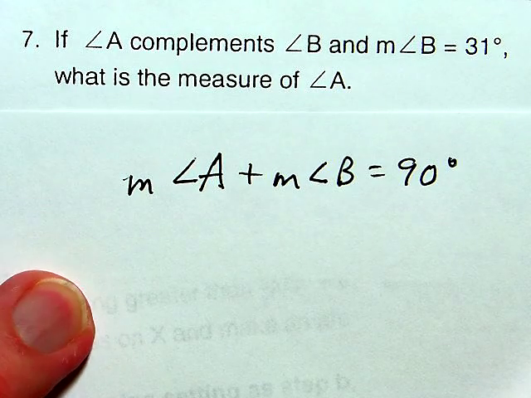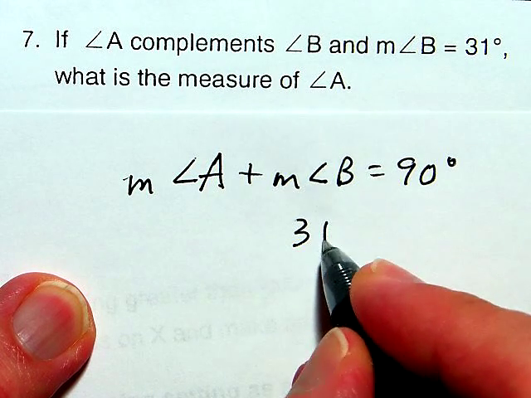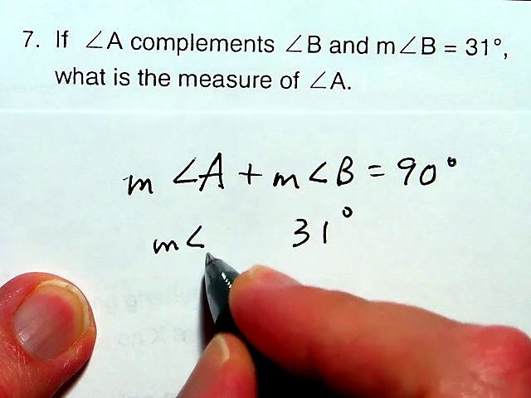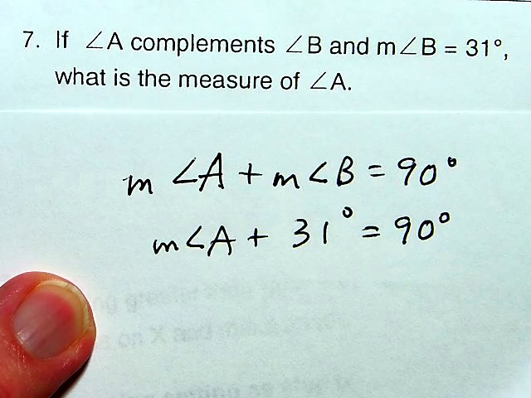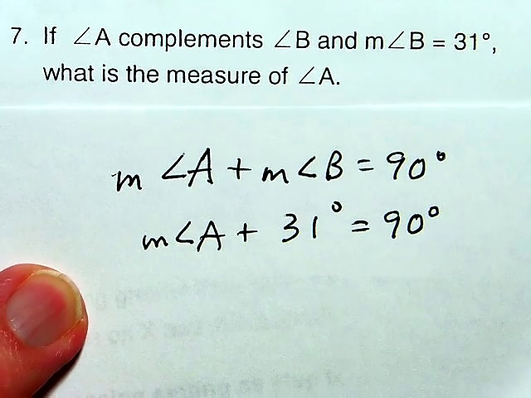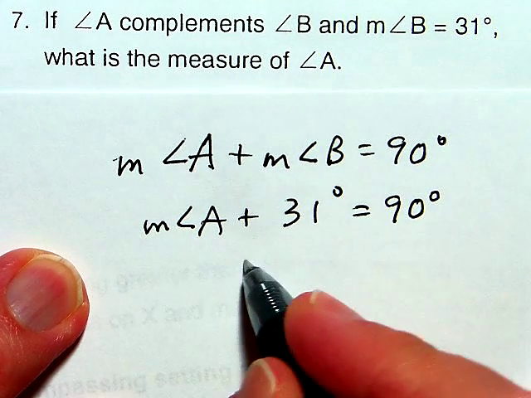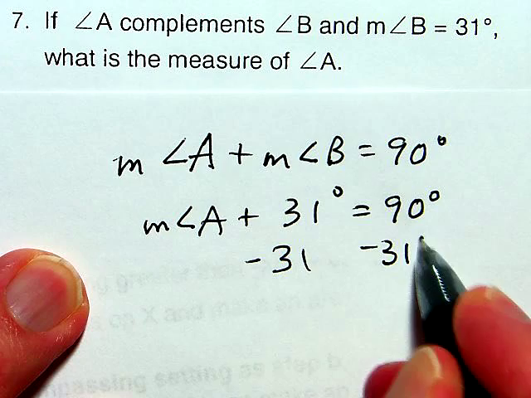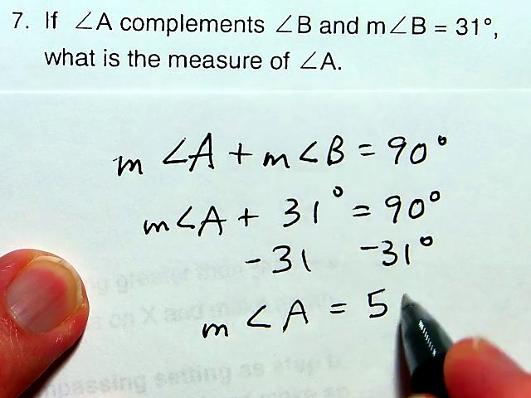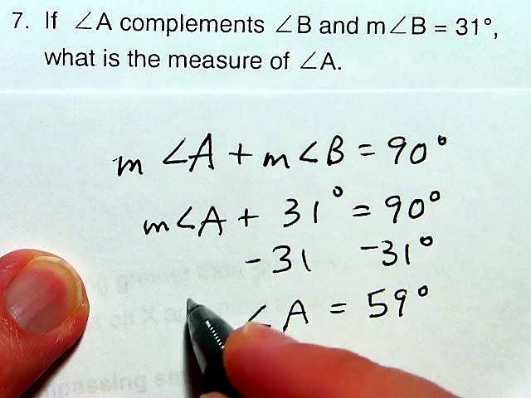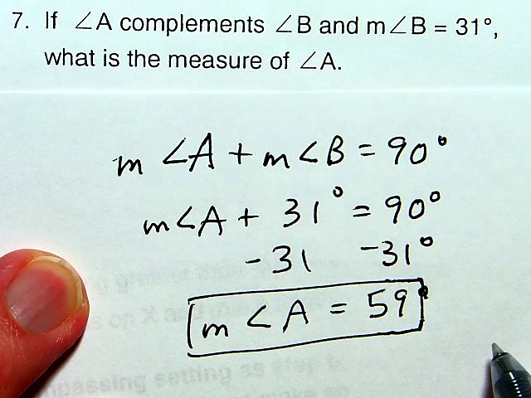Well, we know that, and we're given that the measure of angle B is 31 degrees. So all we really have to do is solve this equation. Whatever the measure of angle A is, plus 31 degrees needs to equal 90 degrees. That's pretty simple. If we just subtract 31 degrees from both sides, we would be able to get the measure of angle A, which is equal, therefore, to 59 degrees. And that's the answer to question 7. Measure of angle A is 59 degrees.